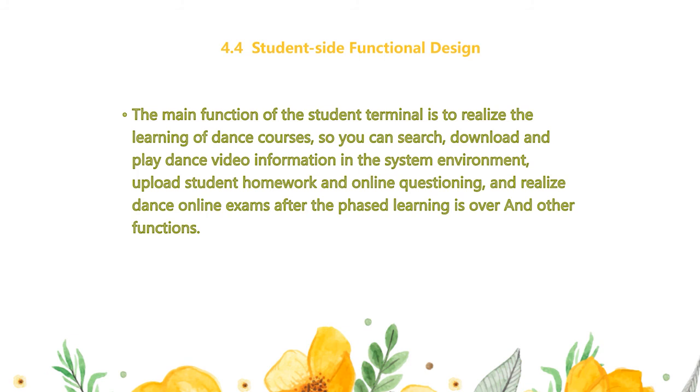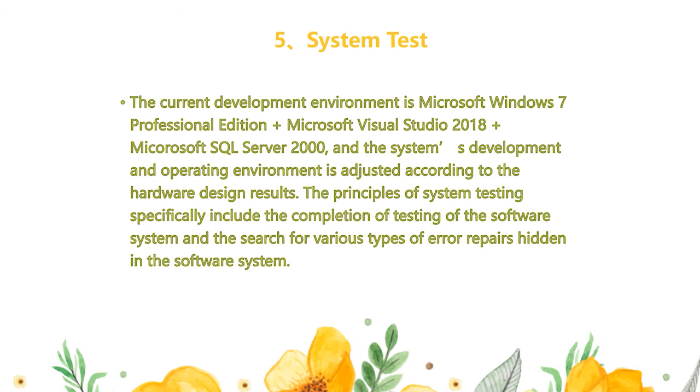Fifth, system test. The current development environment is Microsoft Windows 7 Professional Edition plus Microsoft Visual Studio 2018 plus Microsoft SQL Server 2000. And the system's development and operating environment is adjusted according to the hardware design results. The principles of system testing specifically include the completion of testing of the software system and the search for various types of errors hidden in the software system. The software testing link requires that the software system fully meet the actual requirements of the requirements analysis specification.